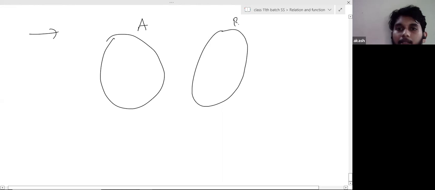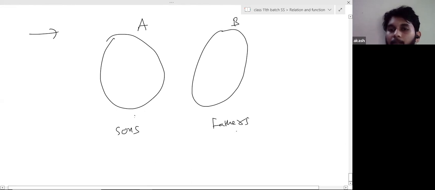This is set A, this is set B. Always assume this is the set of all sons in this world, and this is the relation of fathers. All right. This is the way to remember this. If I write A, B, C, D, 1, 2, 3, 4, 5, 6.